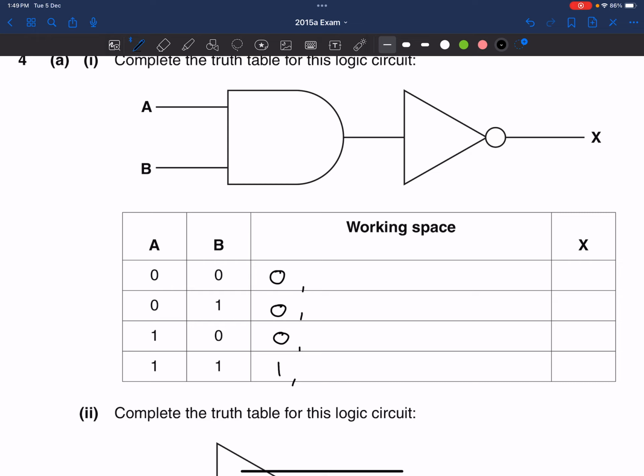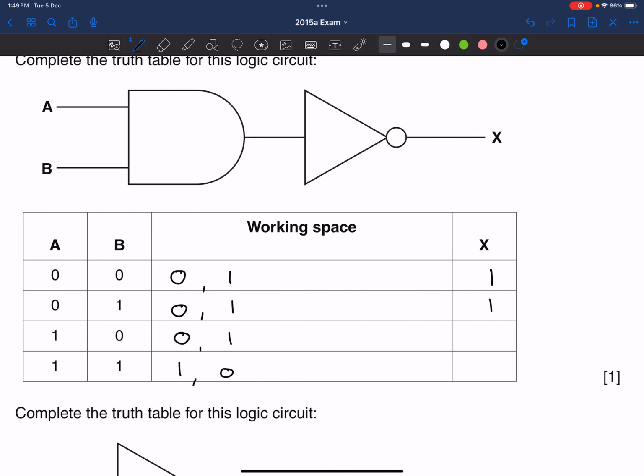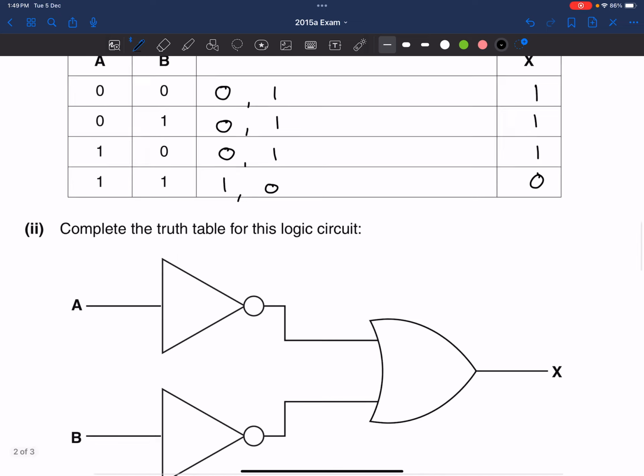Then for the NOT, we just reverse what we already got from the A and B, which will give us 1, 1, 1, 0. Therefore, that is what we get for X. So the answer is 1, 1, 1, and 0.